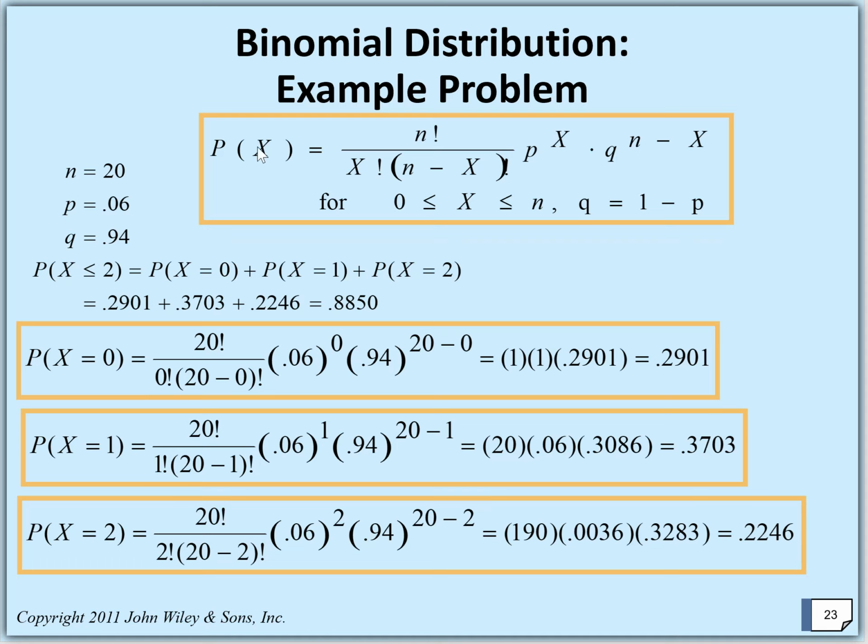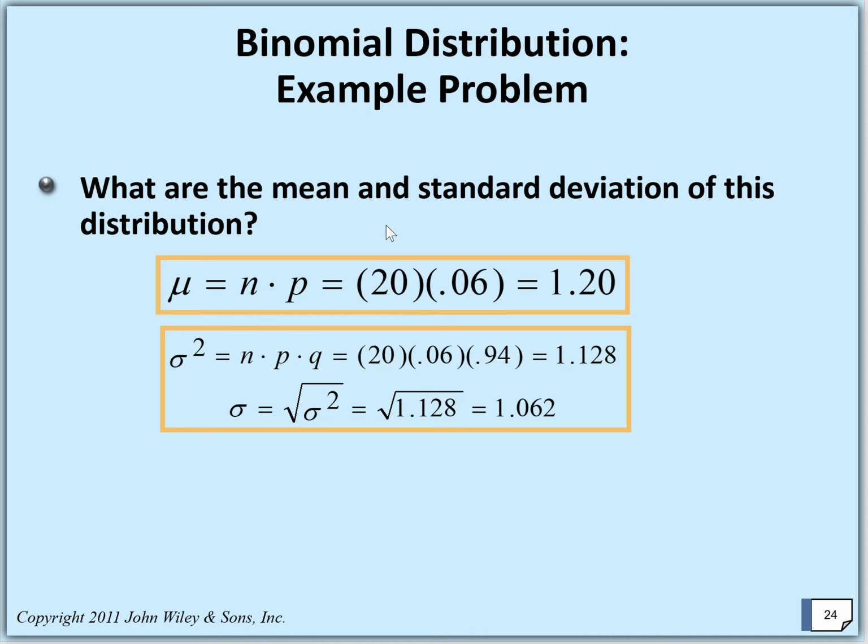X would be 2. So this is the probability of exactly 2. This is the probability of exactly 1. This is the probability of exactly 0. Okay. And if we add all these 3 probabilities, the probability of getting nobody unemployed in the 20 calls, 1, 2, if you add all these probabilities up, you get 88.5% probability that if you call 20 people, 2 or fewer of them will be unemployed.